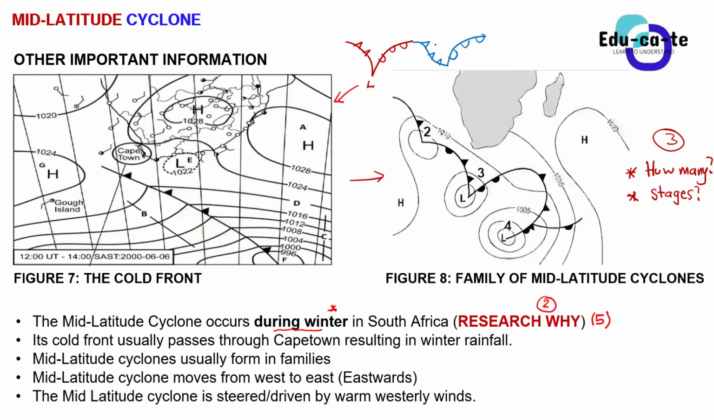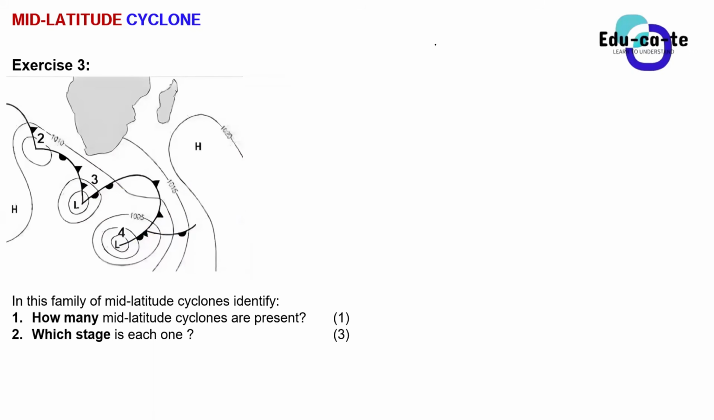Okay, so let's look at this one, guys. I gave you a hint that mid-latitude cyclones move in families. So this one is an example of a diagram showing a family of mid-latitude cyclones. So now my question is, in this family of mid-latitude cyclones, identify how many mid-latitude cyclones are present. How many do we have?